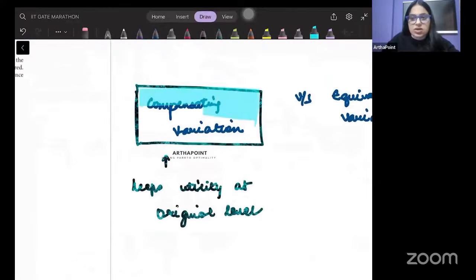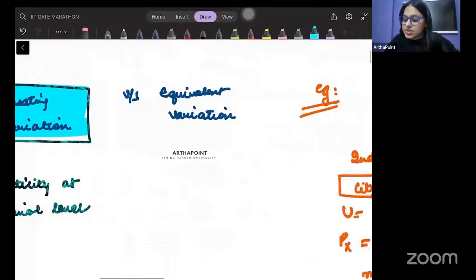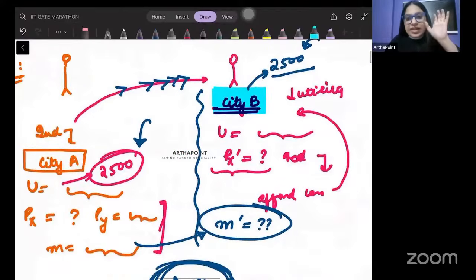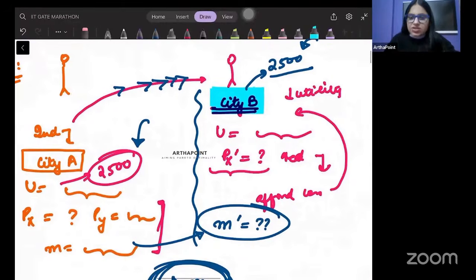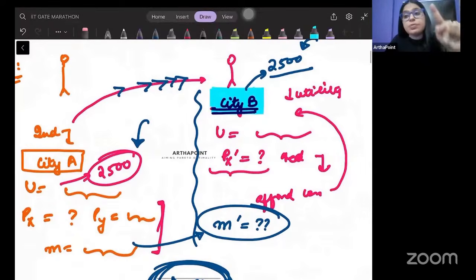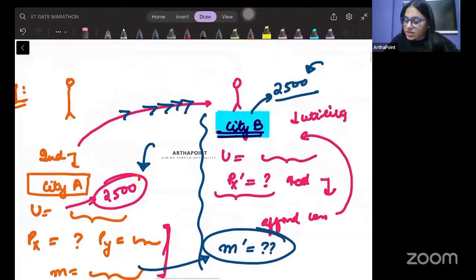Am I clear with this? I have given a numerical on this concept using the same example. Everyone will try that. So compensating variation is the extra money you get so that you can have the same utility as before even when prices have increased. So we are holding utility constant at the old level.